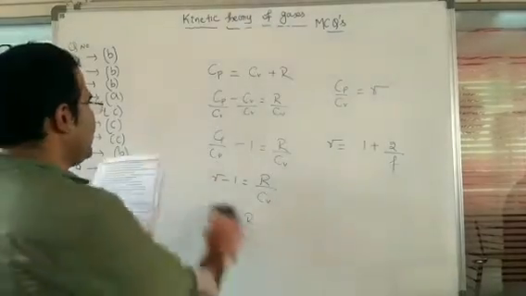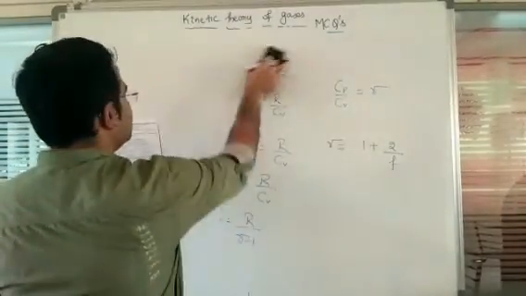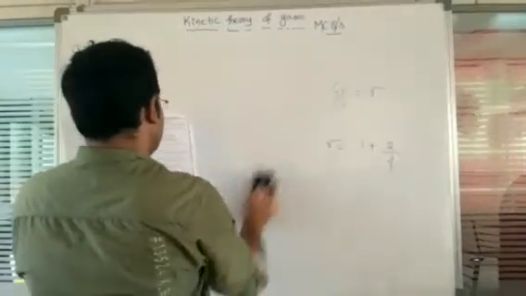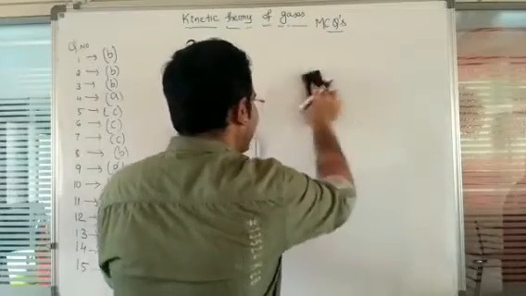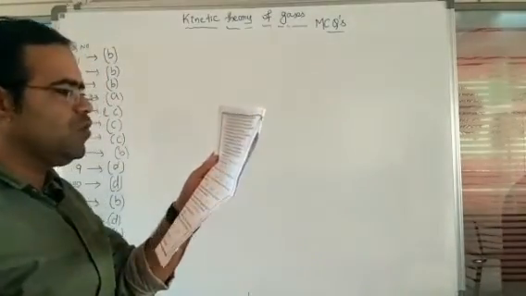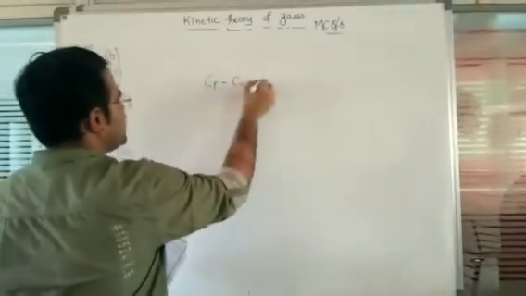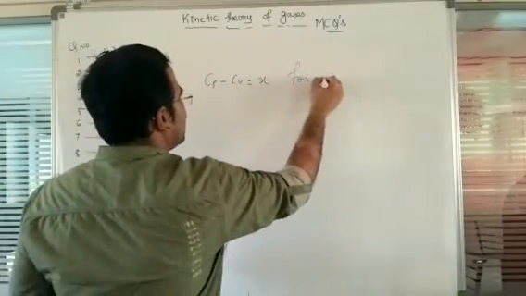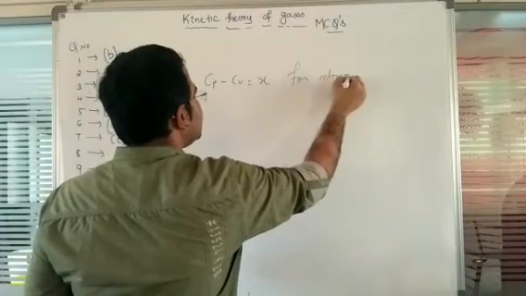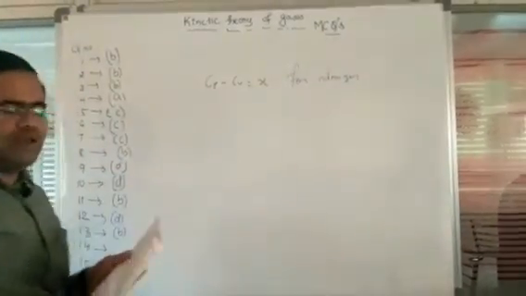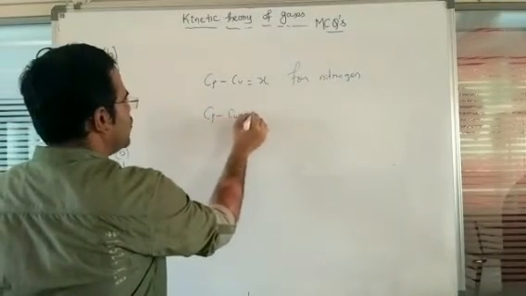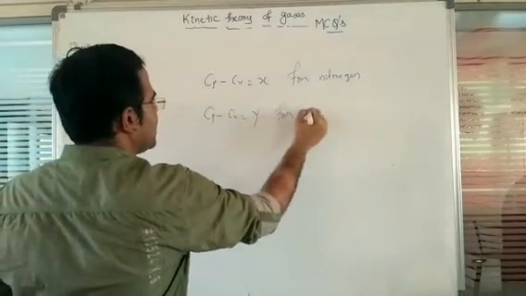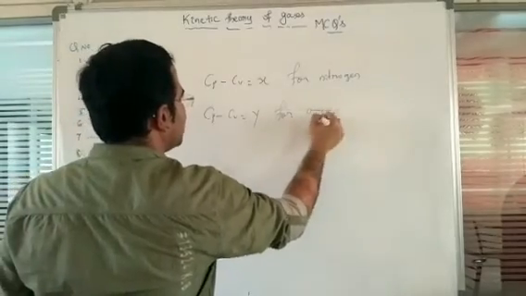Next, question number 14. For question number 14, we are going to observe that for nitrogen, Cp minus Cv is equal to X. For argon, Cp minus Cv is equal to Y. So for nitrogen, Cp minus Cv is equal to the X value, whereas Cp minus Cv is equal to Y for argon gas.